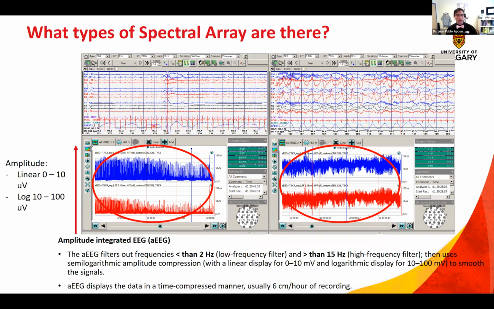And here you can see a very clear difference between an active brain, cycling between awake and sleep, having intermittent seizures, while in this child, you can see quite suppressed brain activity, as you can see in the amplitude integrated EEG.